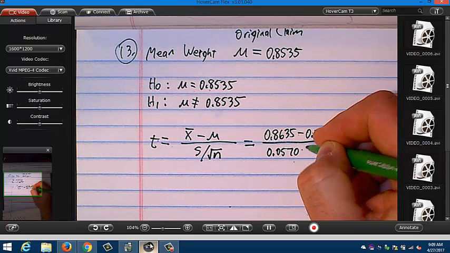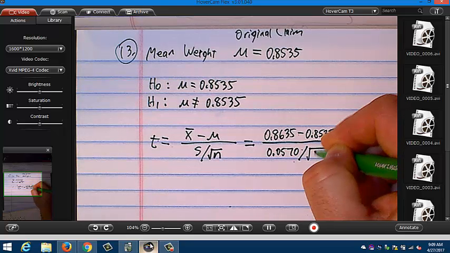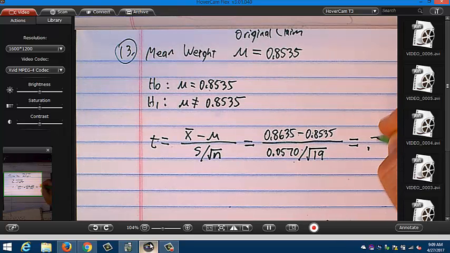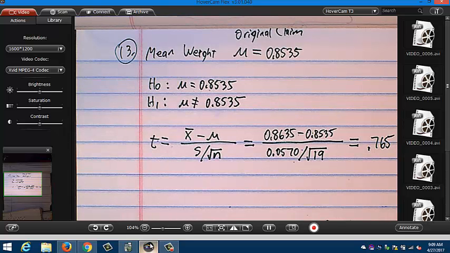Divided by the square root of 19. Guys, what did you get for a T value? I could save some time if I don't type it in the calculator. 0.765. Anybody else get that? No. Let me type it in. Let's work it in and see if we can get that 0.765. We have to be able to get it. All right. How do I get it?